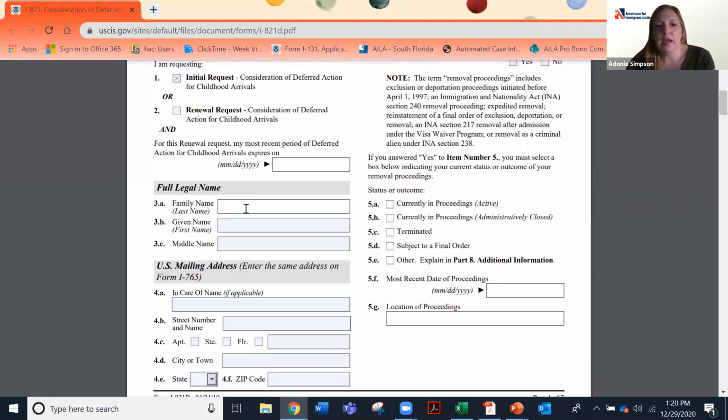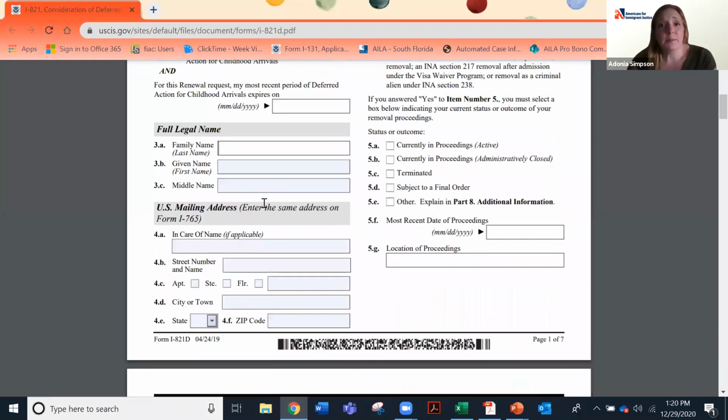So next, make sure to enter your full legal name. And this is the way that your name will appear on your work authorization. Make sure everything matches up. Make sure there are no typos or spelling errors, just to ensure there are no issues between your application, your work authorization, and your Social Security card.